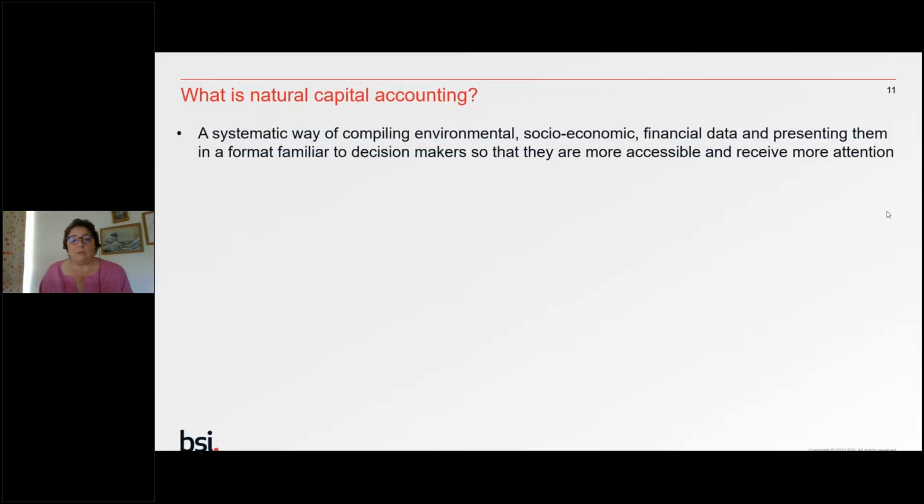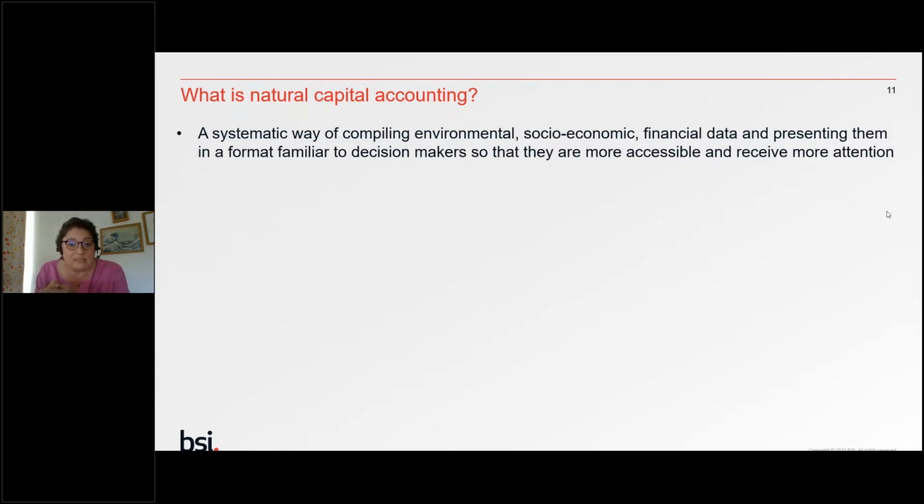So what is natural capital accounting? I said nature and organizations are complex, so the information we need to use to assess and value natural capital is also complex, and it's also multidisciplinary. So it requires each of us to learn to work with different types of data and different language. Accounting is there to make things a little easier.